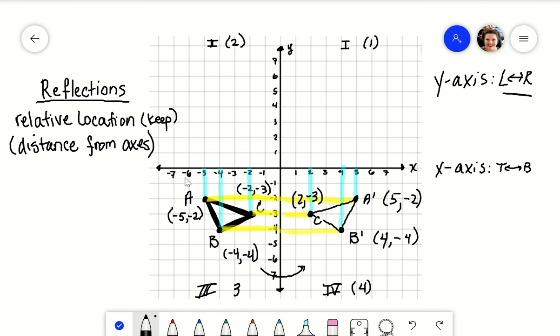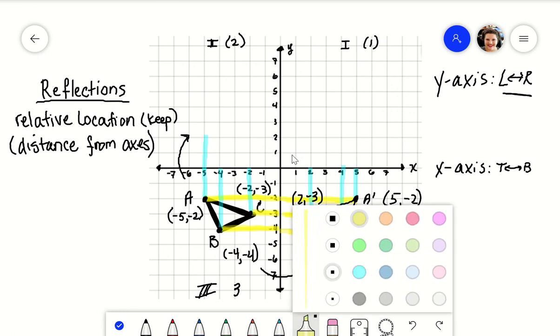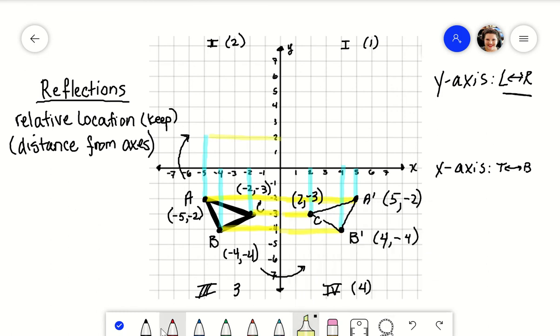Now I'm going to reflect this across the x-axis. So we have point A is 2 from the X and 5 from the Y. And this gives me, I'll make this A double prime. And because this is in quadrant 2, my X is negative, but my Y is positive.